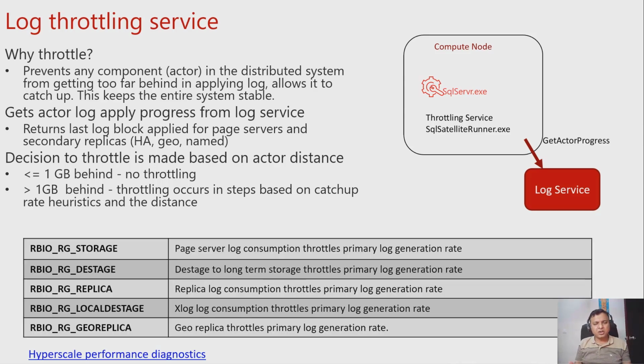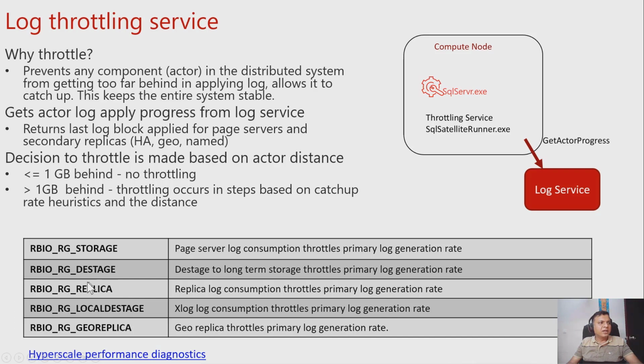Now, when you start seeing the throttling, you will start observing the wait which is happening on the sys.dm_exec_requests or other wait stat DMVs. There's a hyperlink mentioned in the slide, which can be used for further diagnostics. But in general, you will start seeing various components, whether it is a page server, a geo replica, or an Xlog, whichever component is causing the log generation to throttle, we will indicate that in the waits.